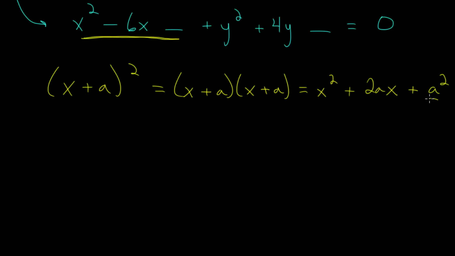Now we can figure this value out, a squared, by looking at the coefficient on x, which notice in this case is negative 6. And we can just match them up.